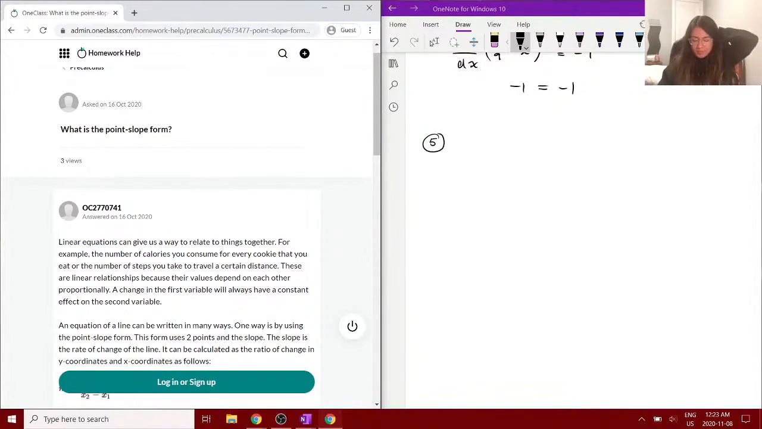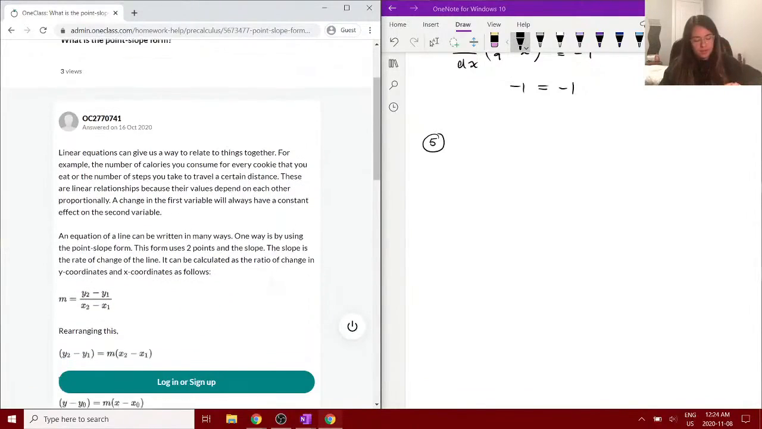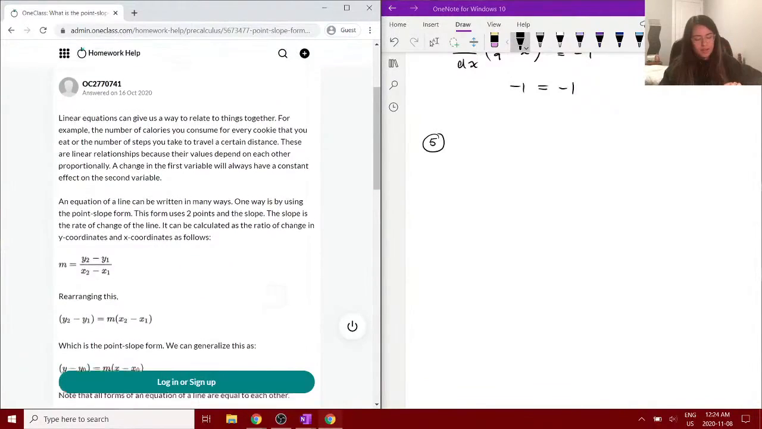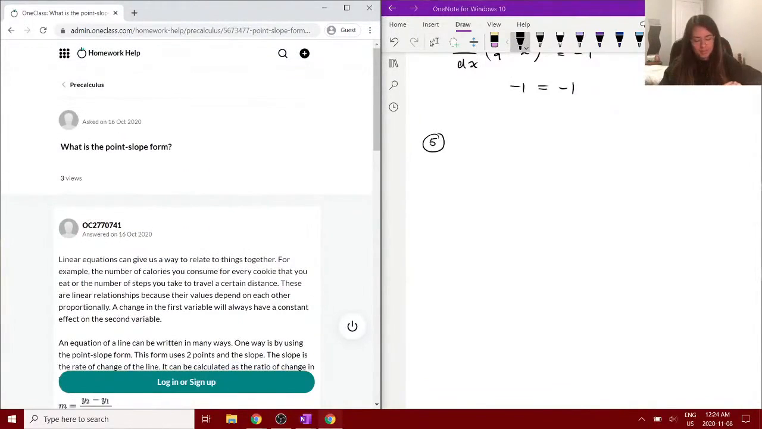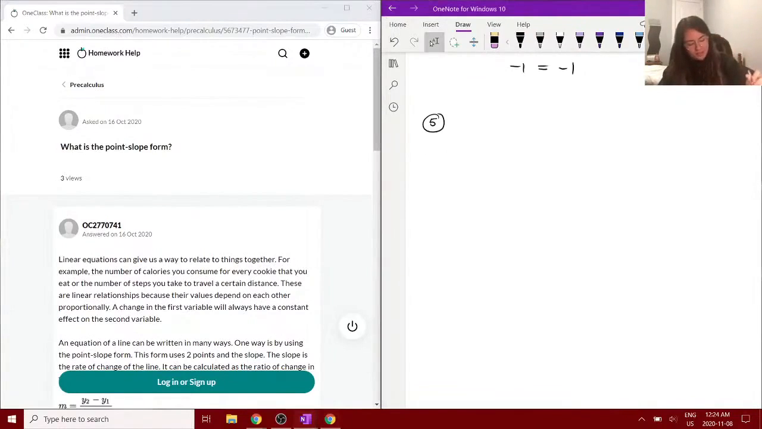So they give the example here that the number of calories you consume for every cookie that you eat, or the number of steps that you take to travel a certain distance, are linearly related relationships because their values depend on each other proportionally. So the change in the first variable will always have a constant effect on the second variable. So yeah, I think those are kind of confusing examples, but hopefully we can see as we go through the example.